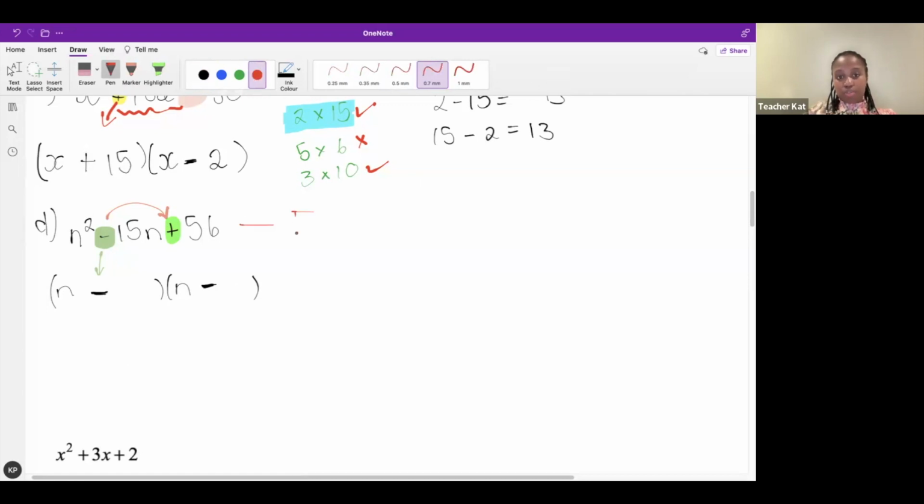Okay, now comes the more challenging part. Let's hear factors of 56. I always give you the first one. 1 times 56. Let's hear. 2 multiplied by what to get 56?